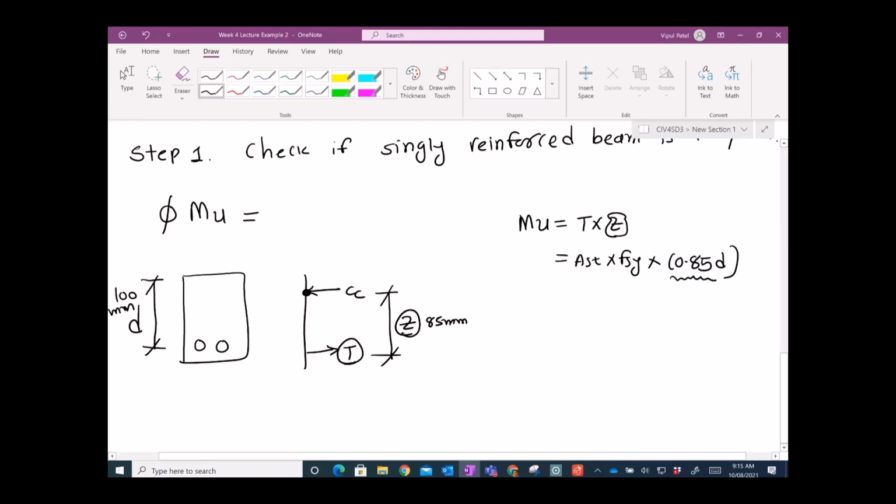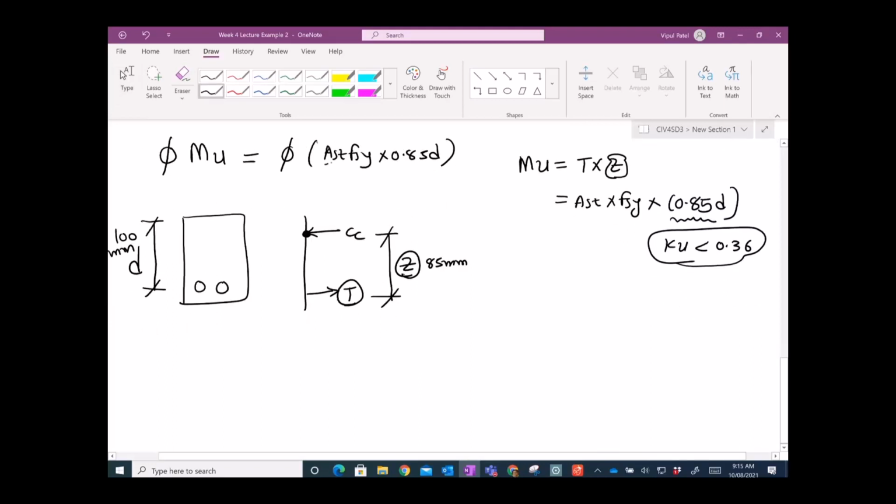That assumption is saying that Ku is always less than 0.36 for singly reinforced. So that is a valid assumption, very conservative, but to start with it is valid. We're going to verify this assumption, but let's start with this one. So you have phi Mu and you have Ast fsy times 0.85D, right? In that case, we need to find this Ast.